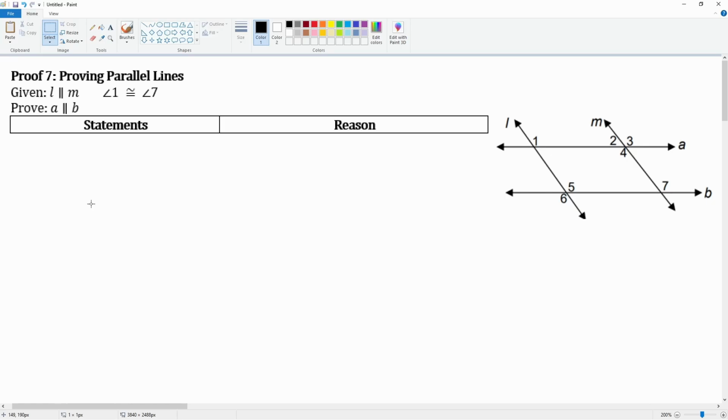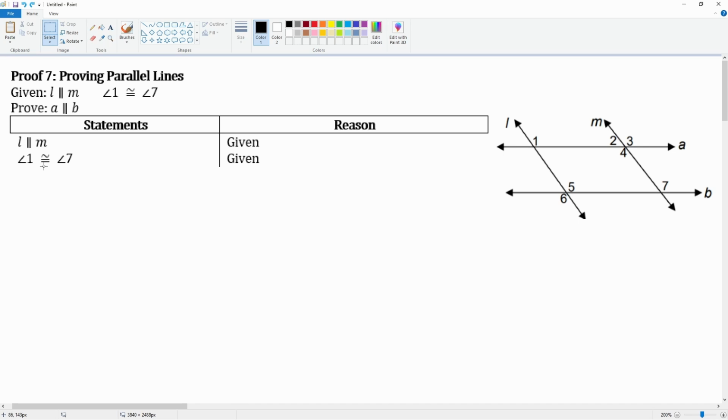All right, here we have proof number 7. We're proving parallel lines. Here we're given that line L is parallel to M, and angle 1 is congruent to angle 7. Prove that A is parallel to B. So I will start with what the givens are, and I separate them into two different lines to help me out. Line L is parallel to M, angle 1 is congruent to angle 7.